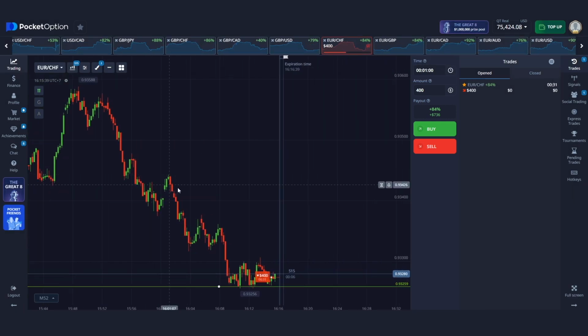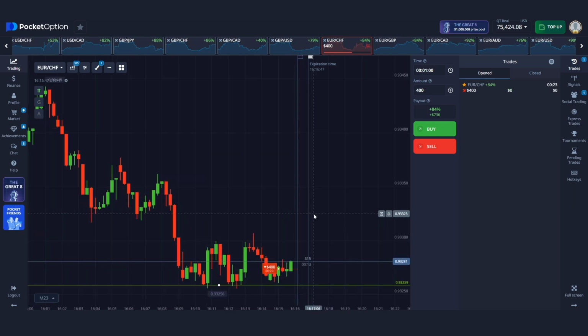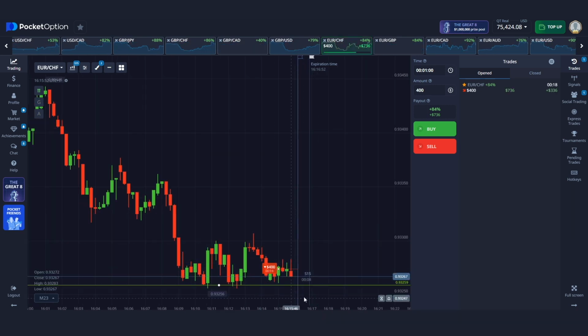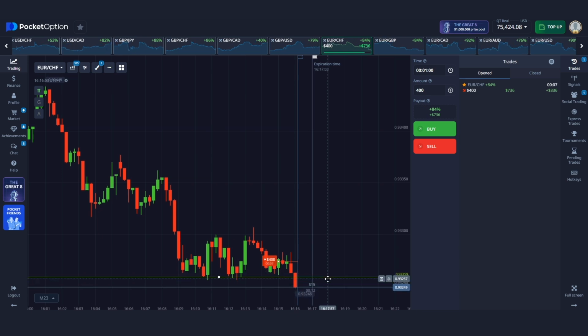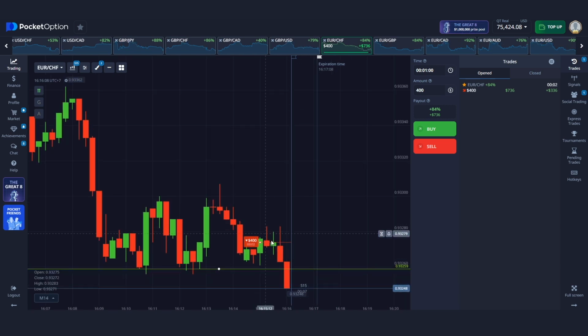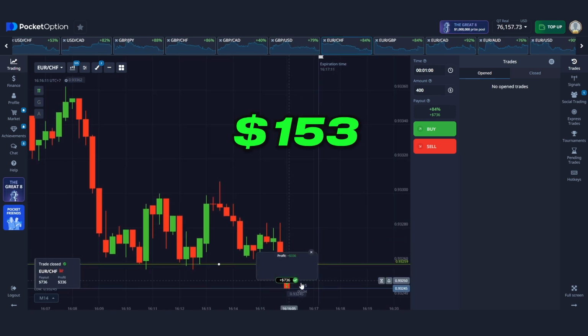Regarding the entry point, there isn't one as such here. That is, we simply enter on the breakout of the lower level, which I have just marked. There are moments when we, on the contrary, use the entry point as the main factor, but there are moments when we do not use the entry point, but use a tool like a magnet. For example, like this one, the level, and we can open either earlier or later. In any case, the price will give a good impulse. And as you can see, the first trade closes in profit.